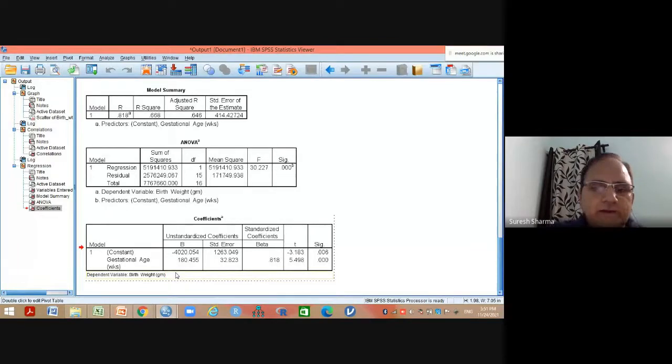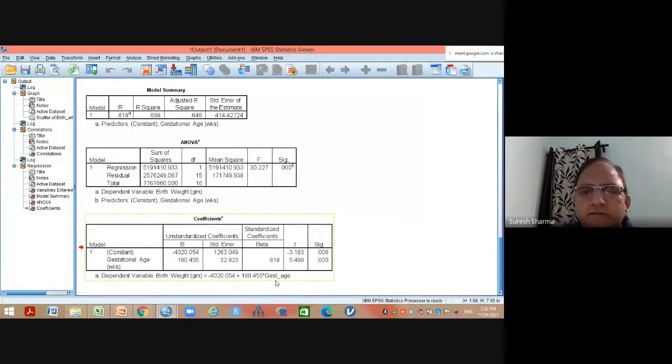Okay, so birth weight, let me form the equation. Birth weight is equal to, so this is the estimate of B0, beta naught, and I can write minus 4020.054 plus the estimate of beta 1, which is B1, given here, 180.455, multiplied with gestational age. Okay, now this is the equation. This is what the equation is.